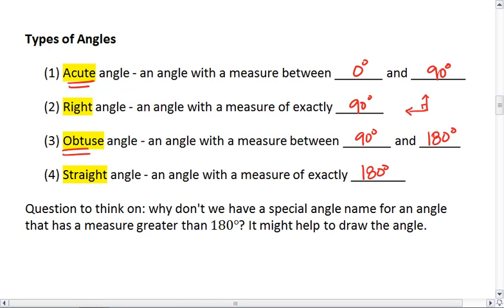A question I want you to think about for a moment is why don't we have a special angle name for an angle that has a measure greater than 180 degrees? While you're thinking about this, it might help to try and draw one out. So try to draw an angle that's 270 degrees and see what that looks like.